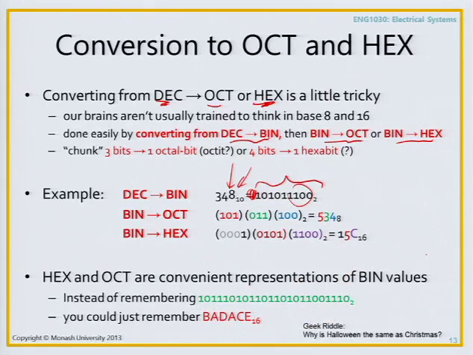Okay, so that is why we use octal and hex. Octal we use in internet numbering sometimes. Hexadecimal we use a lot with hardware, computer hardware.